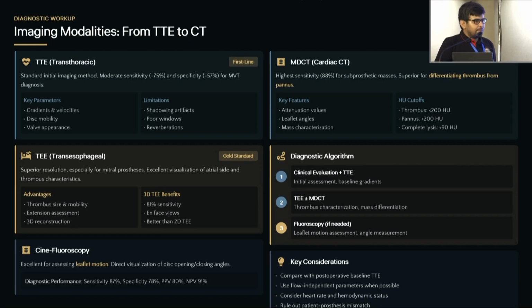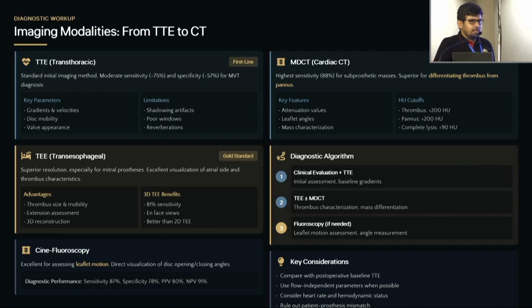The best method, they say, is transesophageal echo, which has a superior resolution, especially for the mitral prosthesis. It has an 81% sensitivity for mitral valve thrombosis detection.